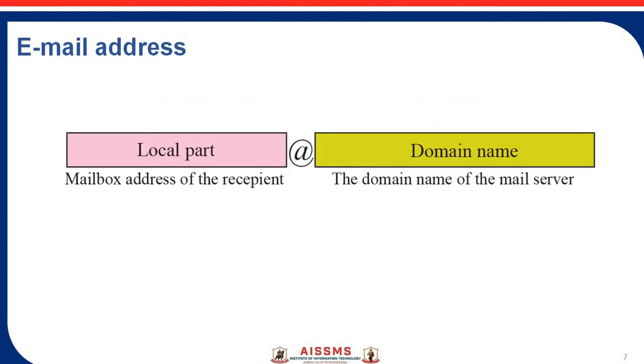Now we'll see email address. To deliver mail, a mail handling system must use an addressing system with unique addresses. In the internet, the address consists of two parts, a local part and a domain name separated by an at sign. Local part. The local part defines the name of a special file called the user mailbox, where all of the mail received for the user is stored for retrieval by the message access agent.